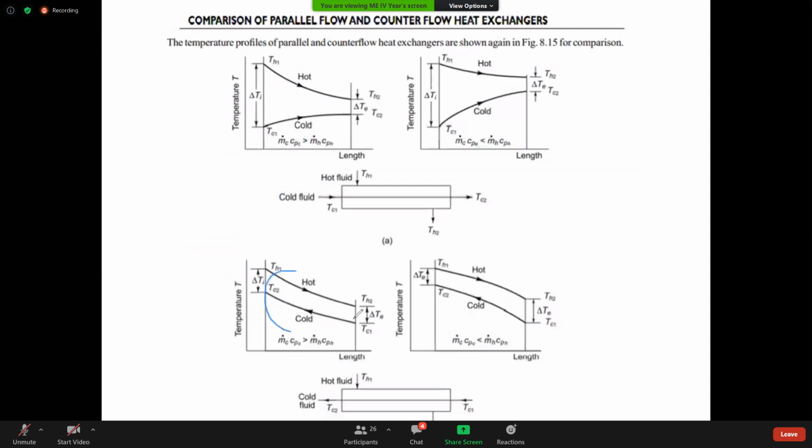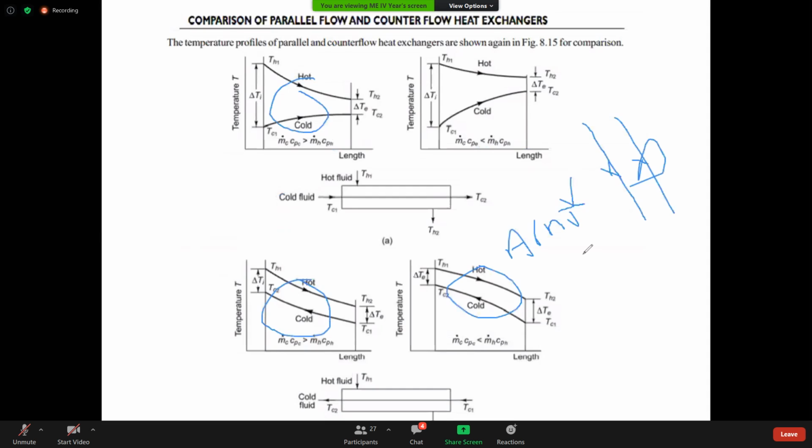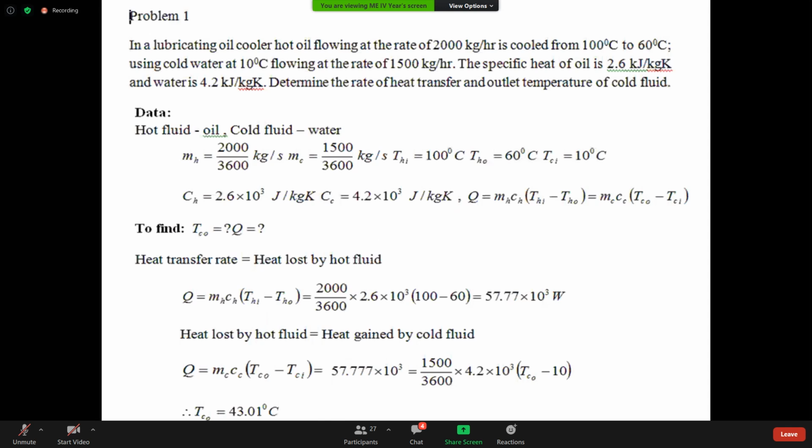If the fluid path is like this, then why do we have to use the LMTD instead of arithmetic temperature difference? Because if it is a linear profile, then we can go for the arithmetic mean temperature difference, AMTD. But these are not linear profiles actually. These are parabolic curves, non-linear profiles. That's the reason we have to go for the LMTD, the logarithmic mean temperature difference. So this is a small problem. Now I'll discuss the problems based on the LMTD.